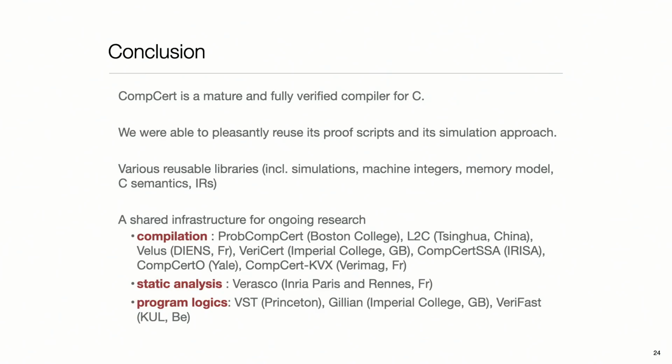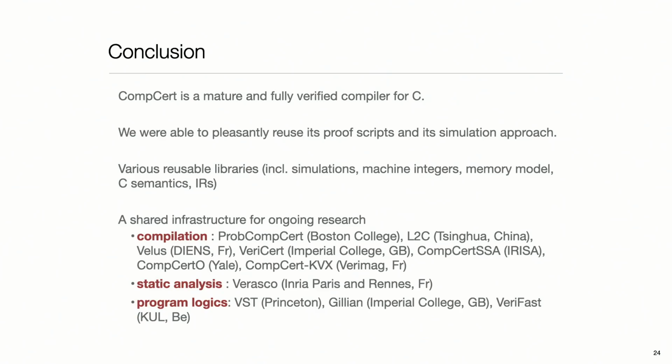Most of them are in compilation, so there are other verified compilers that rely on CompCert. For instance, their source language is different. So there is CompCert, where the goal is to verify probabilistic programs. There are compilers for synchronous languages, L2C and VELOS. And there is also VeriCert, that is a verified compiler that targets a different language. VeriCert targets Verilog. The idea here is to verify high-level synthesis.